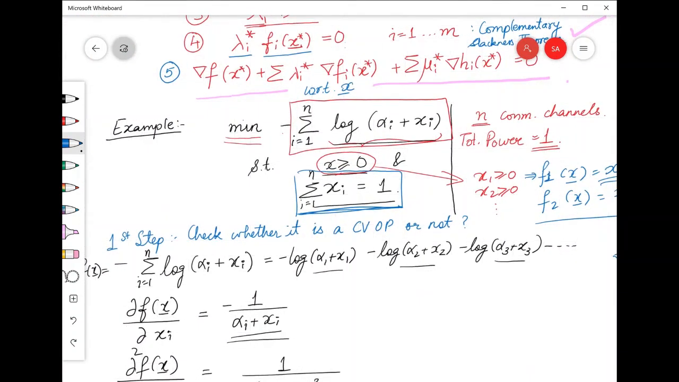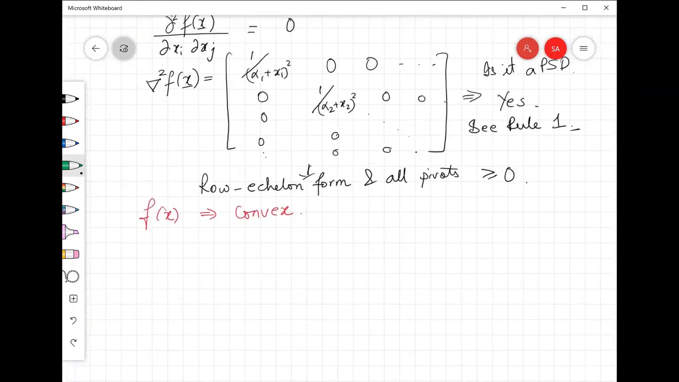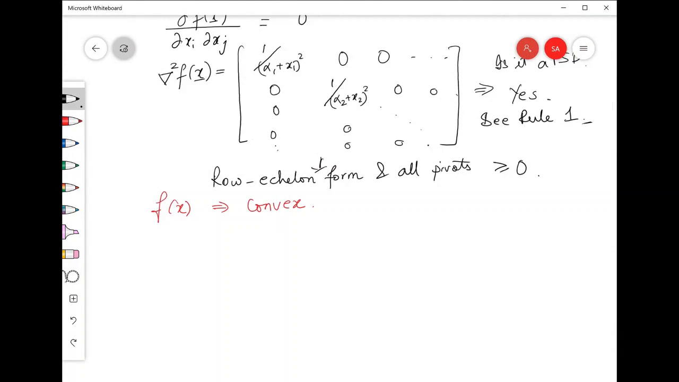So I have completed the first step of checking whether this is a convex optimization problem or not. Our objective is convex, our inequality constraints are convex, and our equality constraint is linear. Now the second step is to write the KKT conditions. So step number 2 is to write the KKT conditions.